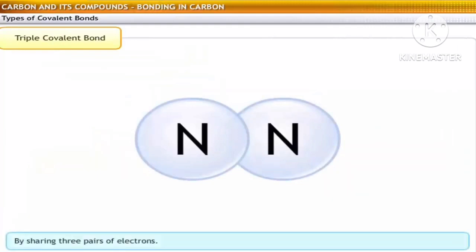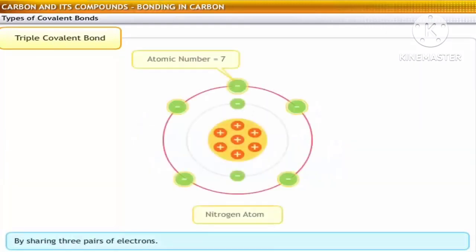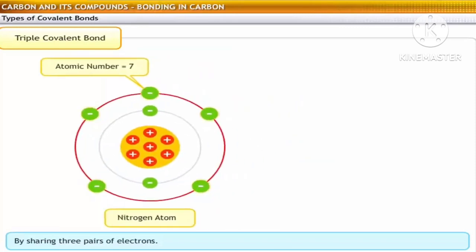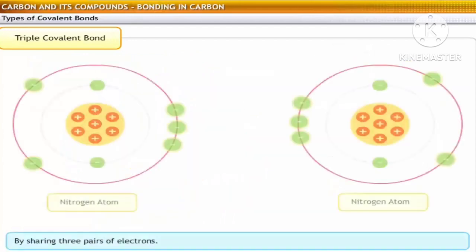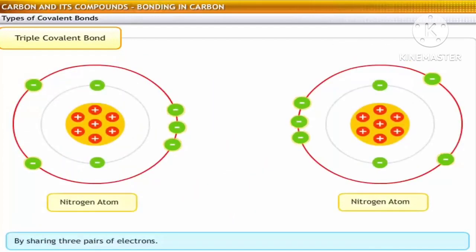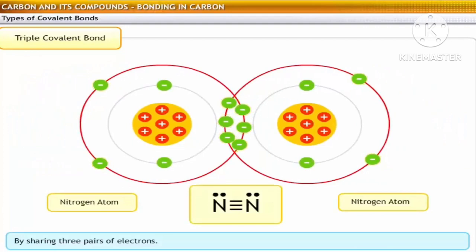Let us try it with nitrogen. The atomic number of nitrogen is 7, and it would require 3 electrons for attaining the nearest inert gas configuration, which is neon. Thus, the two nitrogen atoms combine together and produce 3 bond pairs and share the 3 bond pairs between them. Thus, a triple bond is present between the two nitrogen atoms in the nitrogen molecule.